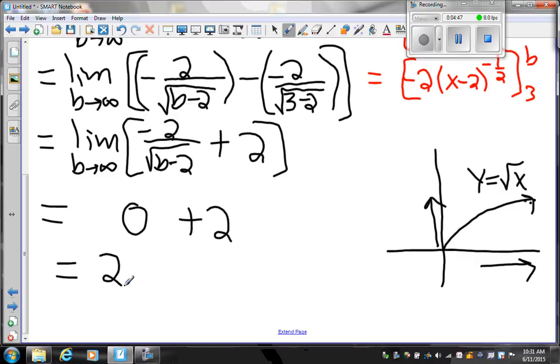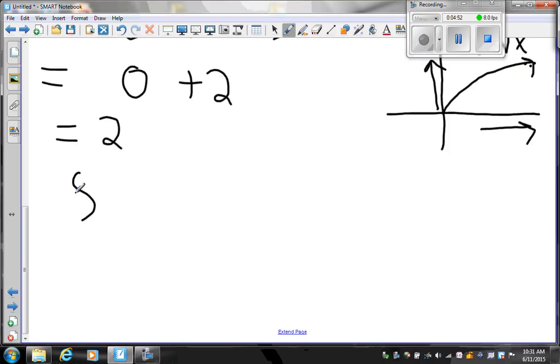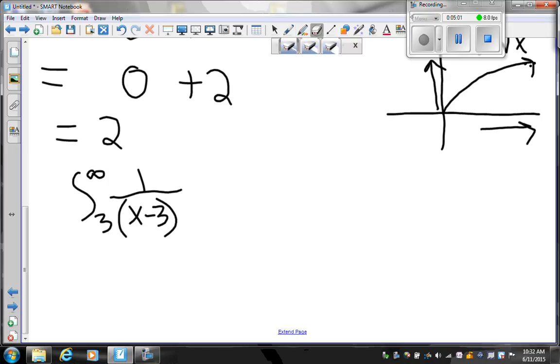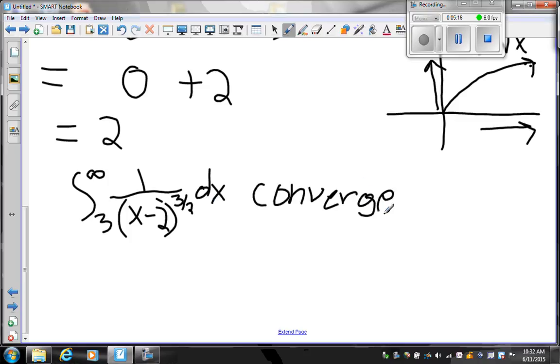This means that the limit converges. So in particular, the integral from 3 to infinity of 1 over (x minus 2) to the 3 halves, I said 2 and I wrote 3, let's fix that, (x minus 2) to the 3 halves dx, converges because the limit converges, and is equal to 2.